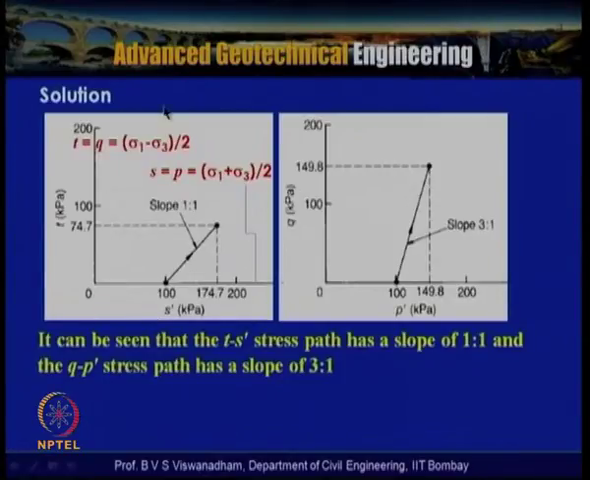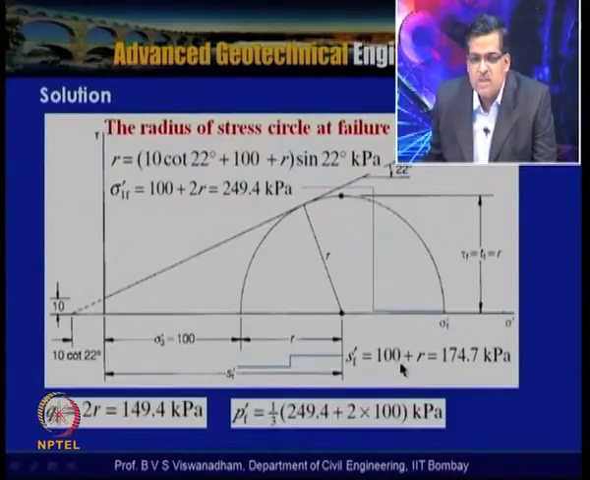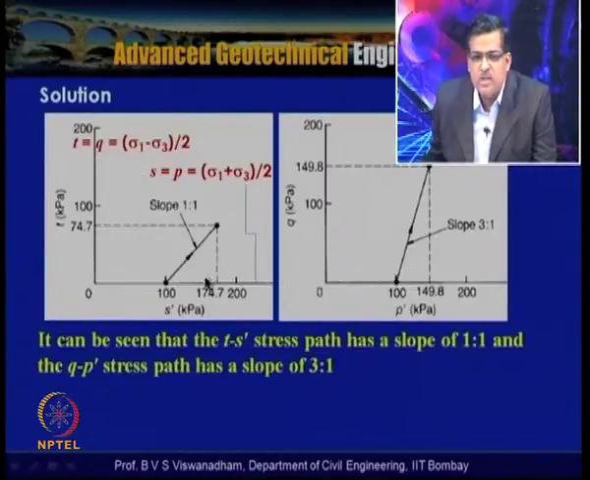Similarly, when we take t is equal to q is equal to (sigma 1 minus sigma 3) by 2, s is equal to p is equal to (sigma 1 plus sigma 3) by 2. So this traverses like 100 plus this, which is nothing but (sigma 1 plus sigma 3) by 2. So this can be obtained like this. This is nothing but 174.7 kilopascals. So that is indicated here. So the slope of this is 1. So the t failure is around 74.7 kilopascals, and this is 174.7 kilopascals.